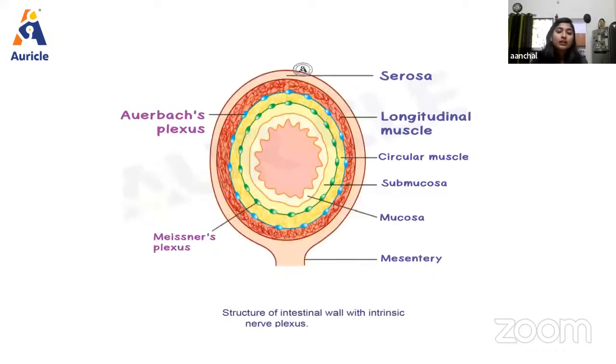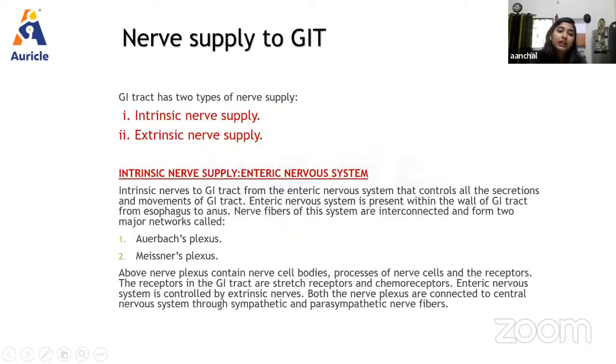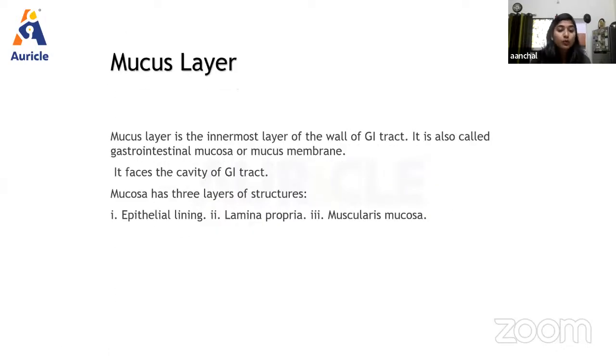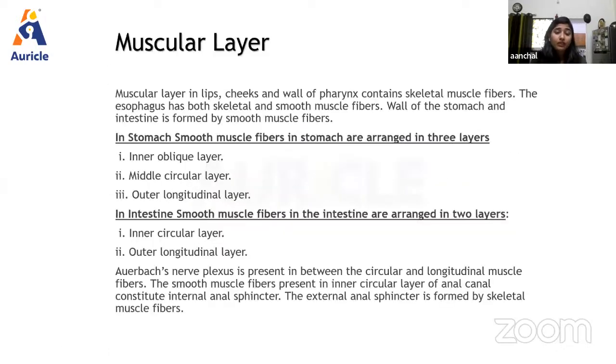In stomach, the smooth muscle fibers are arranged in 3 layers: the inner oblique layer, middle circular layer, and outer longitudinal layer. Whereas in intestine, smooth muscle fibers are arranged in only two layers, inner circular layer and outer longitudinal layer. One more thing I wanted to add is that this layer is responsible for the motility of food. Because of this layer, the contraction occurs in the GIT.